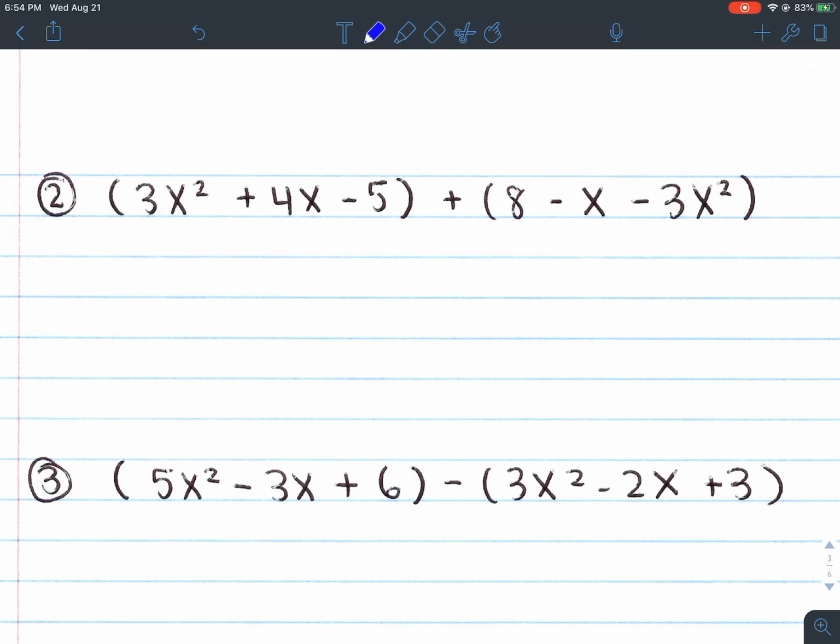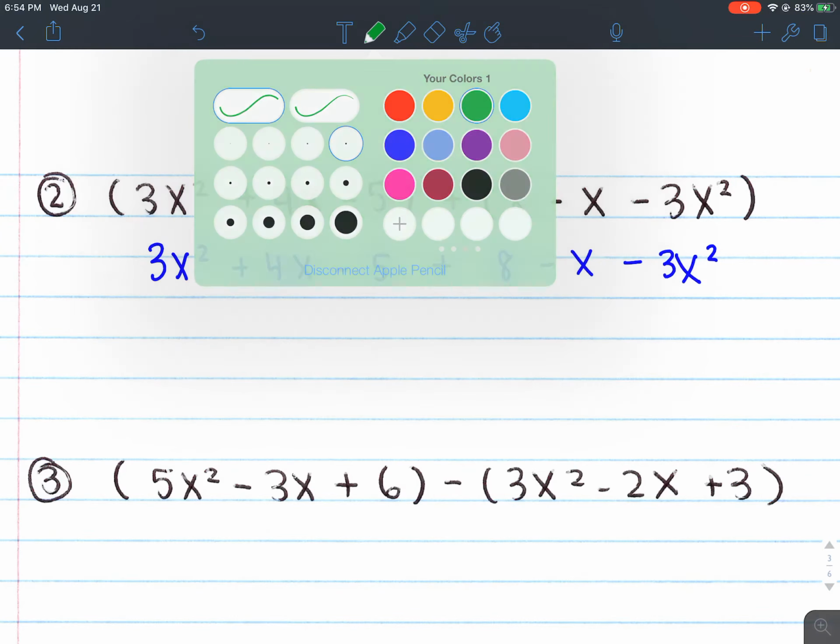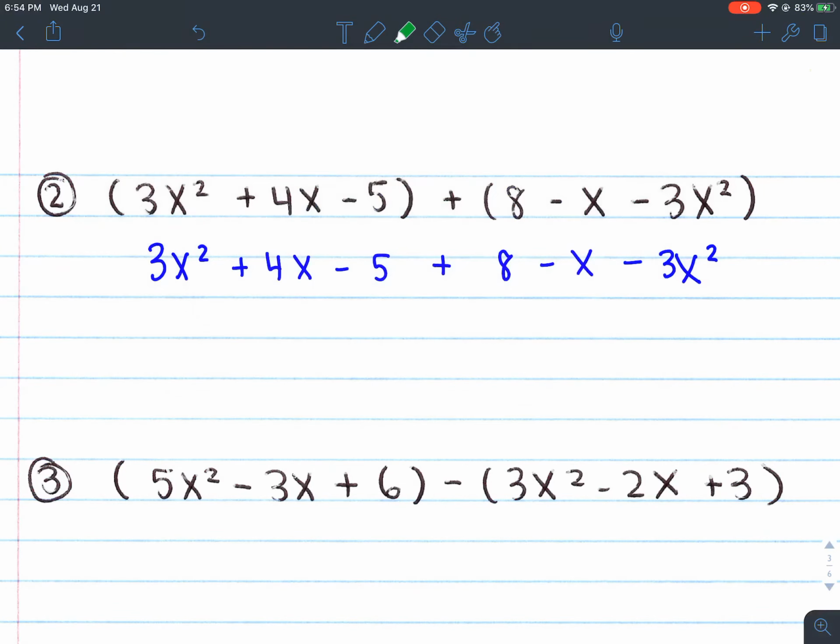So be taking notes. Again, we have parentheses here, but we have a positive 1 on both sets of parentheses, so we can just drop the parentheses since 1 times that doesn't change anything. So 3x squared plus 4x minus 5 plus 8 minus x minus 3x squared. Okay, let's look for some like terms. 3x squared, and then I also have minus 3x squared.